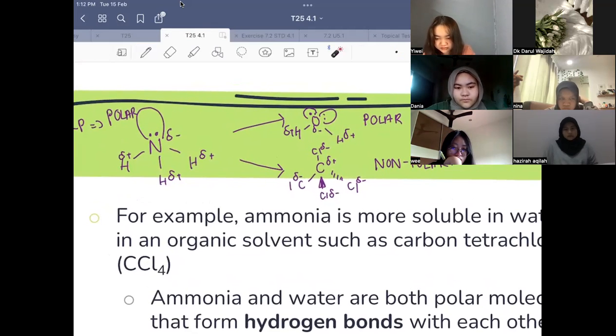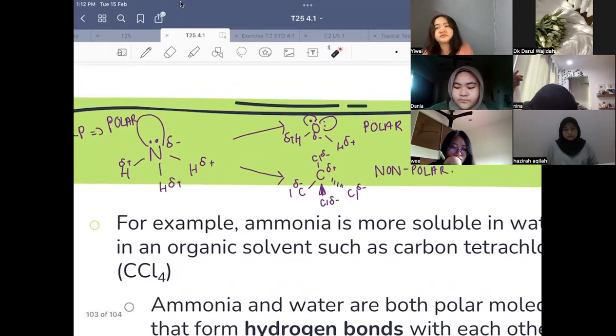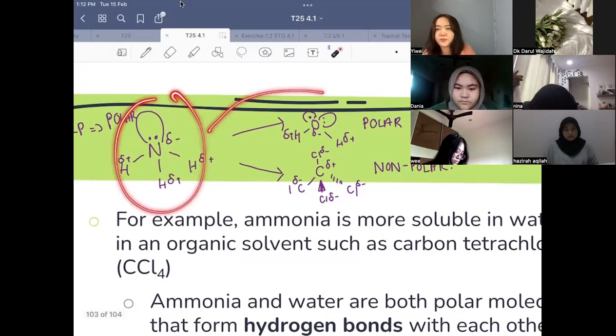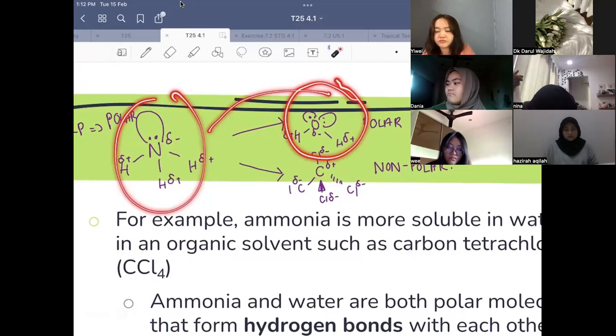Ammonia is soluble in both, but to a different extent. When ammonia is in water, it's a polar-polar interaction. Now for AS syllabus, it's enough for you to know that polar will dissolve in polar solvents.